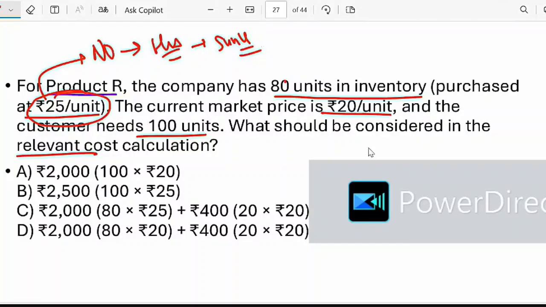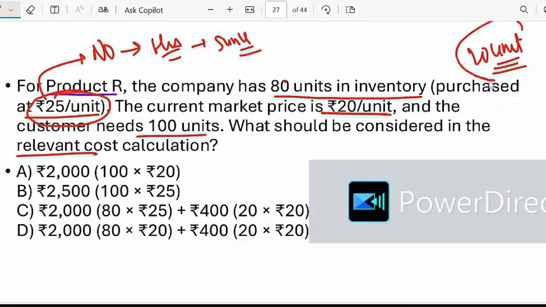So what is the relevant cost here? The relevant cost is the current market price, which is 20 rupees per unit. Because you see, it has 80 units and the customer needs 100 units, so it has to buy an extra 20 units, right? So tell me, what is the final answer? What is the relevant cost here? Very easy question, right?